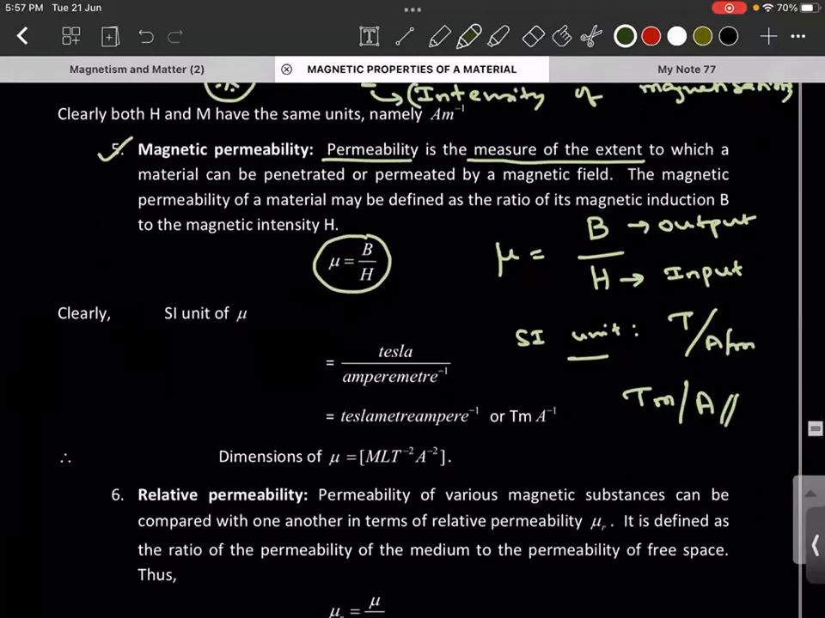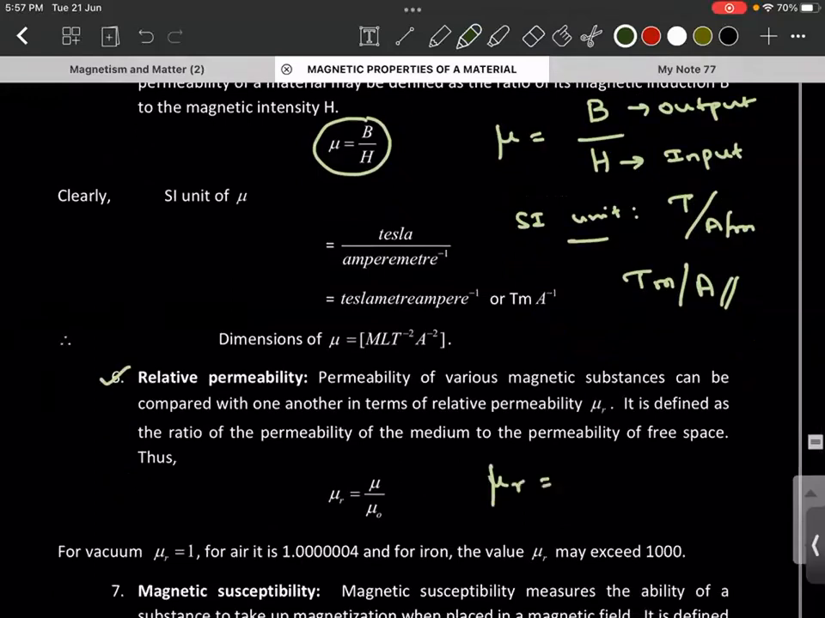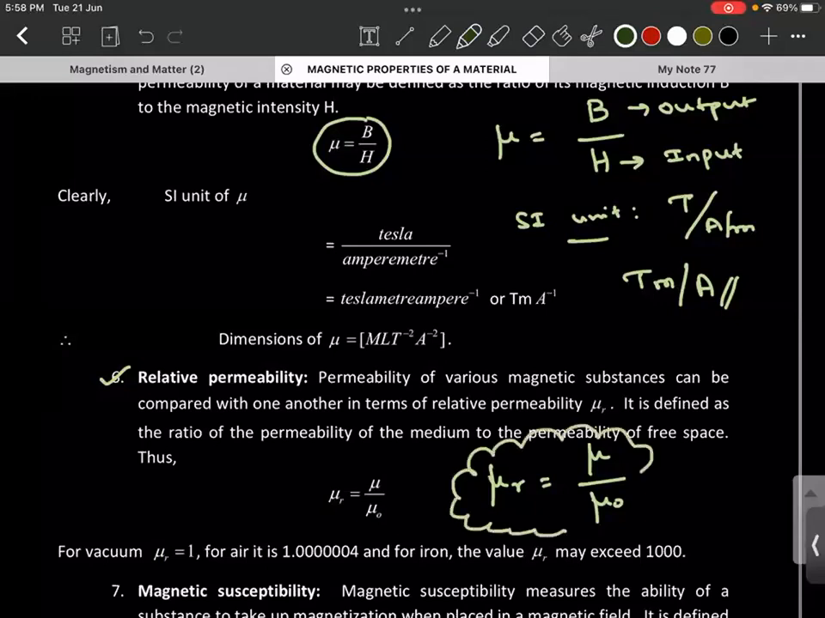Like magnetic permeability, you also have something called relative permeability. As the name suggests, it is written as mu r. Relative means the division of the magnetic permeability of a material by the magnetic permeability of free space. So it is defined as the ratio of the permeability of a medium to the permeability of free space: mu r is equal to mu divided by mu naught.